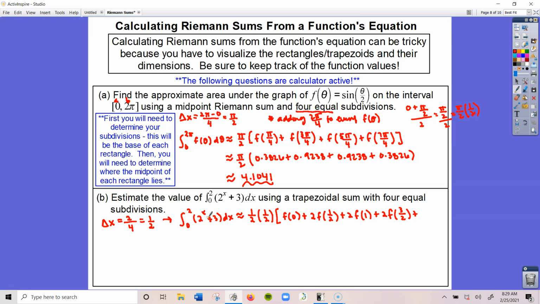And then 2 is my last interval, or my last number here, because it's my last function value, because it's the endpoint of the interval. So I do not double it, it'll be f of 2. Because remember that the trapezoids all share the bases in the middle except for the first and the last. Once you have it set up, that's the hardest part. The rest is just using the calculator to get these function values. So let's work this out.